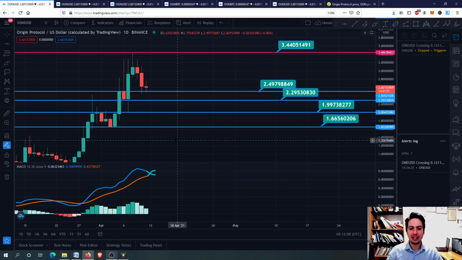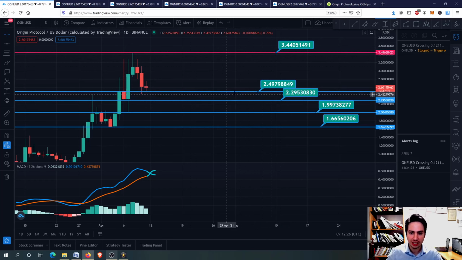So right now, let's jump to our major support and resistance levels. I have the prices in USD valuation. We are on TradingView in USD on the daily frame. Our major resistance level is 3.44, which we won't discuss right now.